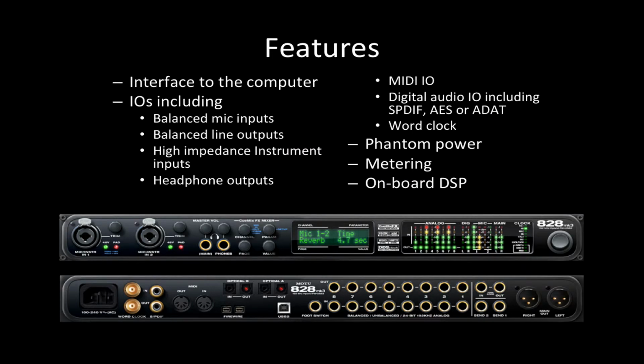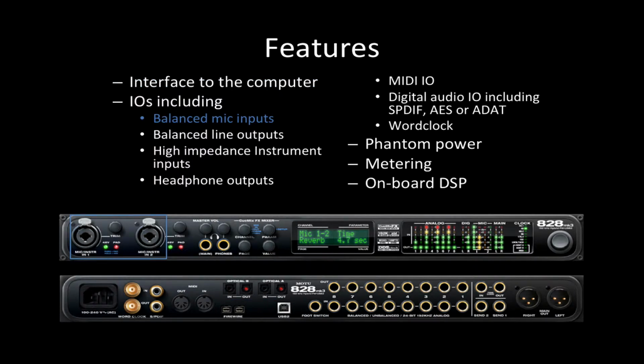We'll quickly look at some of the features offered by audio interfaces, including the interface connection to the computer, the input-output connections, the provision of phantom power for condenser microphones, metering, and onboard DSP, or digital signal processing. The device shown in this screen provides two options to connect to the computer. One is using the USB 2 or Universal Serial Bus interface, and the other is a FireWire connection.